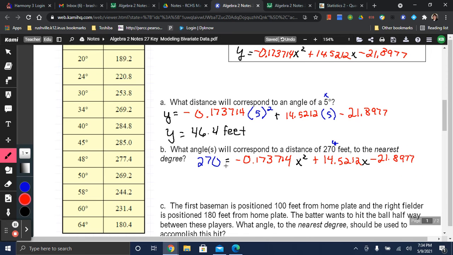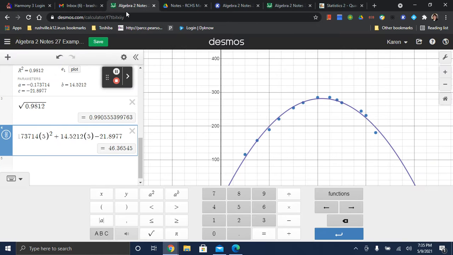But what we would have to do with this, since this is a quadratic, is get our equation equal to 0, and then we would have to do the quadratic formula. So we could do the quadratic formula, but we could also use the graph to answer this question. So we're going to go back to Desmos and take a look at the graph.